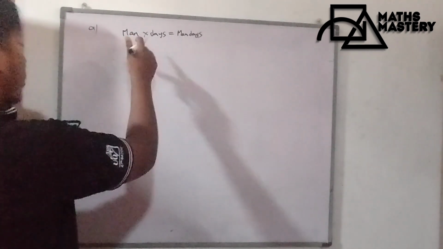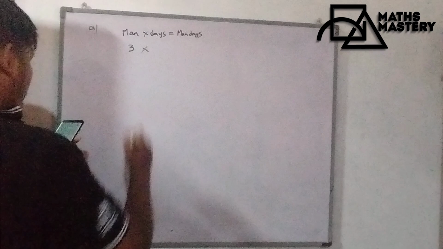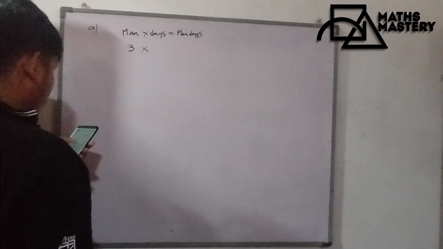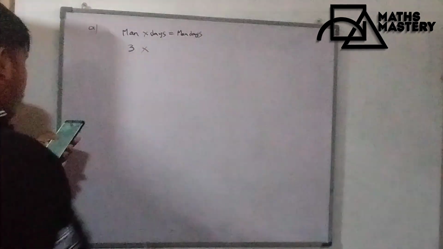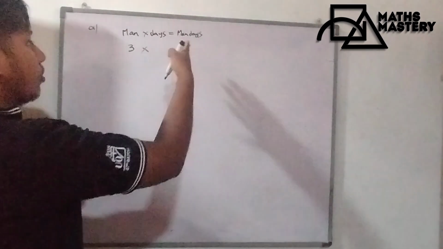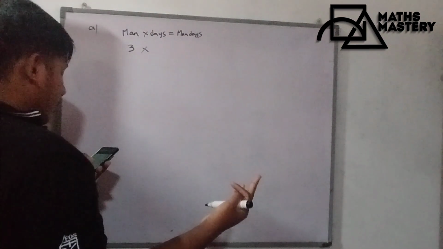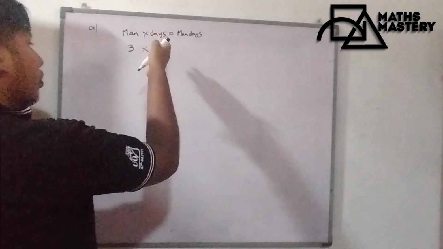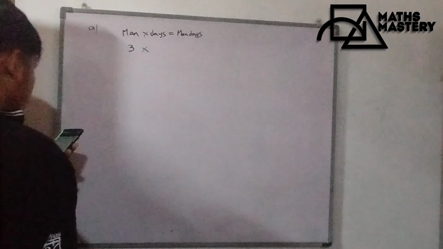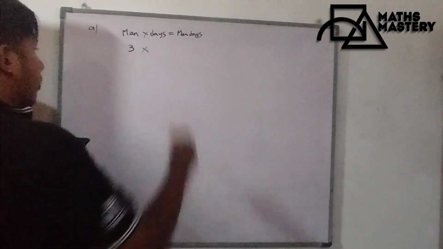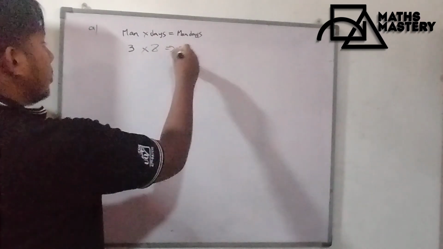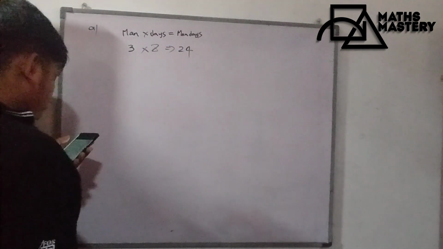So man becomes machines. The machines is 3, and instead of days they have given hours. Days, minutes, hours are separate units, so you can put either unit here. So 3 into the hours, which is 8. The answer is 24, which is the man days.